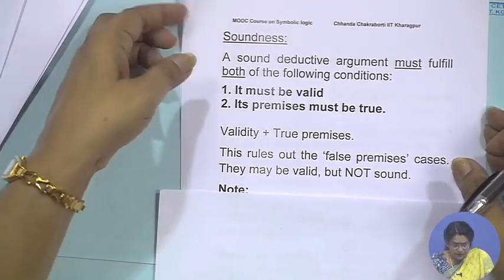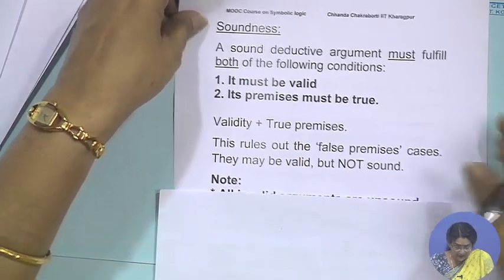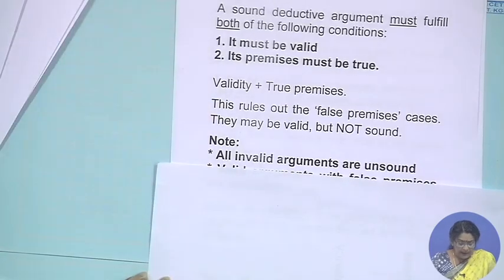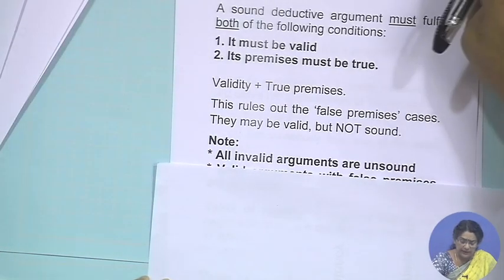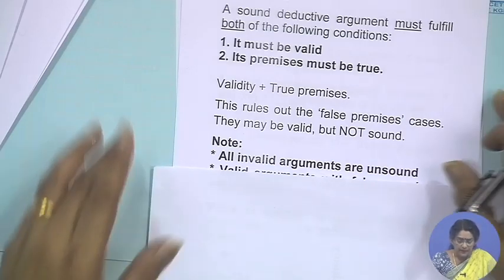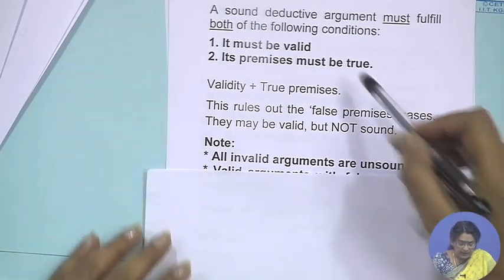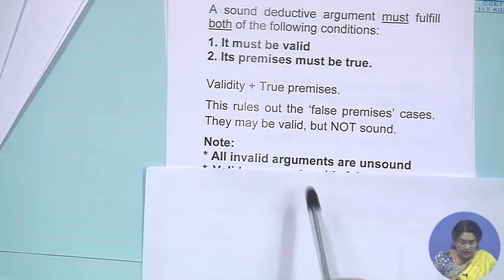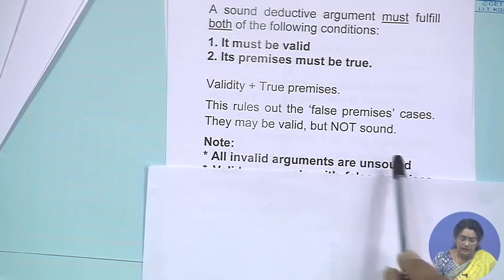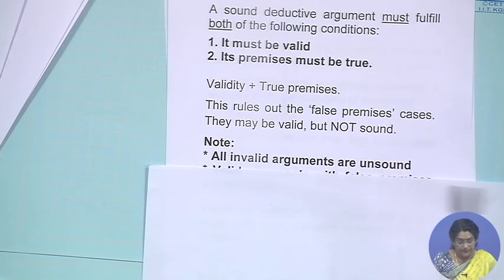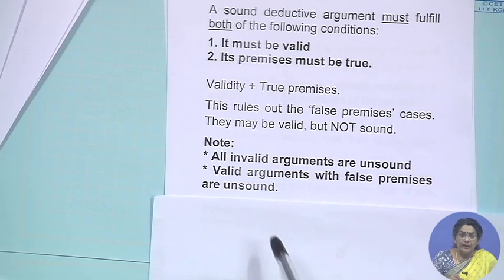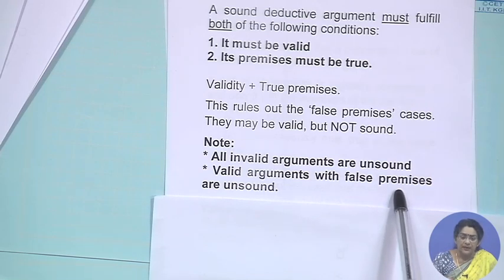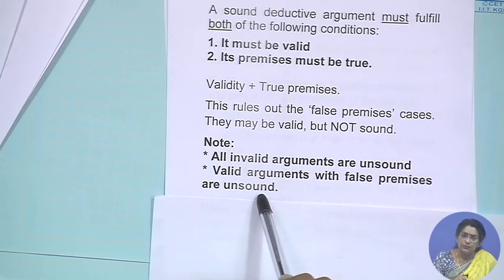Now, if you have understood what soundness is and what validity is, then I will make this kind of claim in front of you: all invalid arguments are necessarily unsound, because it comes out as a requirement for soundness that first of all the argument has to be valid. So, all invalid arguments are necessarily unsound, and then you may have valid arguments with false premises, which are valid, but unsound.